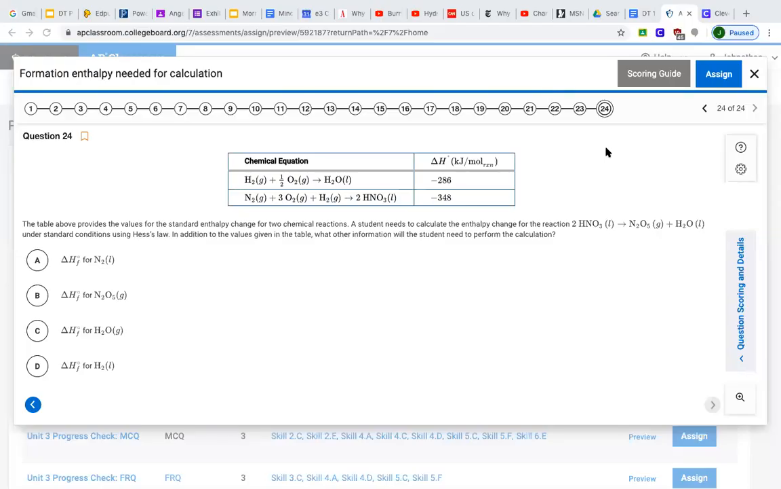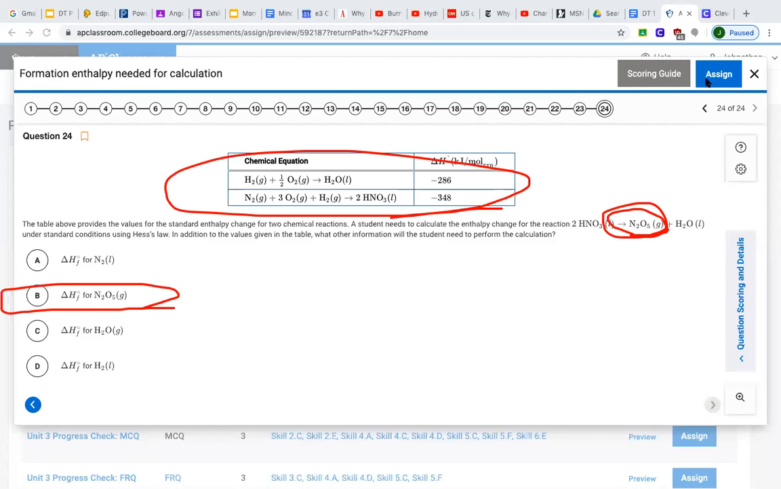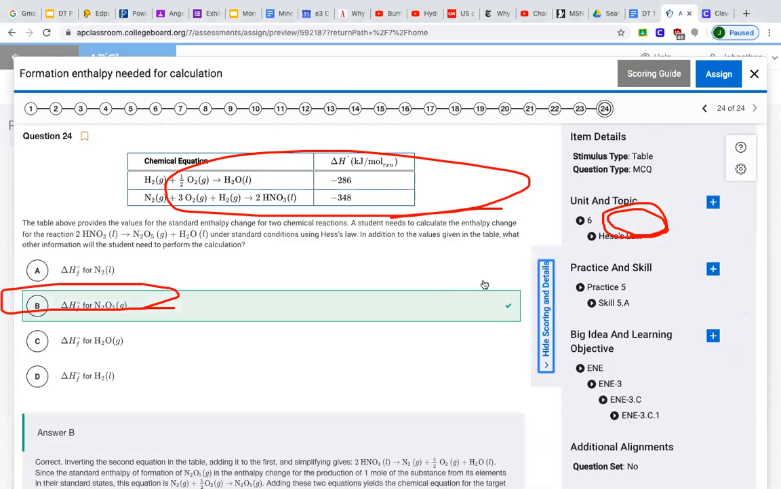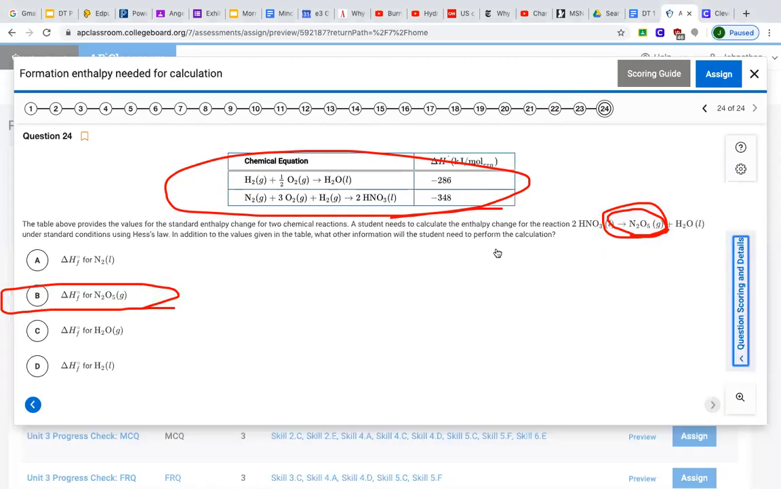Okay, so we crushed this. You guys did an awesome job. What you noticed immediately was that between these two equations, this chemical is not present. So you have no information whatsoever on the heat of formation of N2O5. So B is absolutely the correct answer there. We can't proceed without that information. Very good job. And the College Board of course agrees. Let me kill the timer.